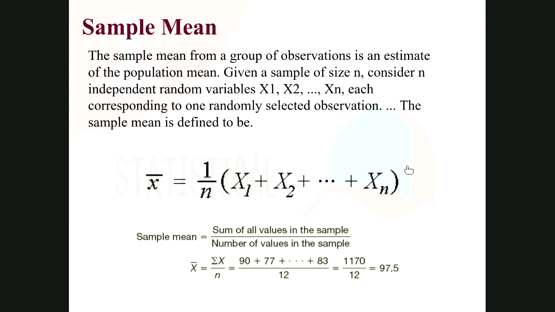Okay. The sample mean from a group of observations is an estimate of the population mean, because unless you have unlimited money and unlimited time, you cannot collect information on a total population. So given a sample size of n, the number of observations, you consider n independent random variables, x1, x2 to xn, each corresponding to one randomly selected observation. And the sample mean is defined to be x bar equals 1 over n times x1 plus x2 up to xn.